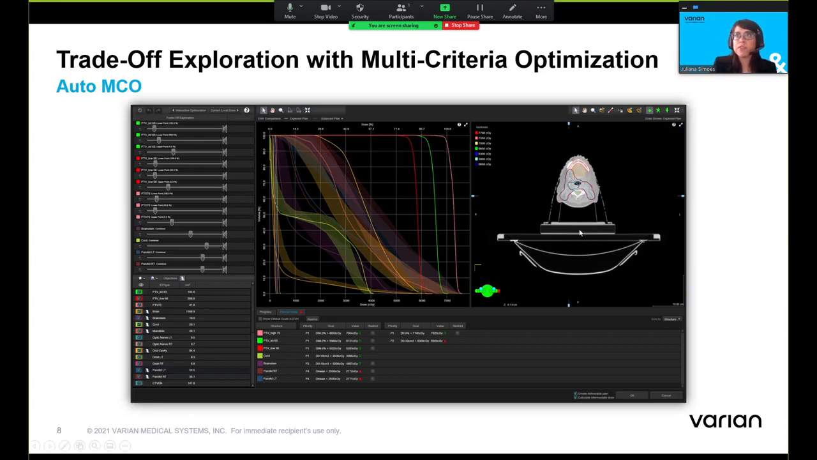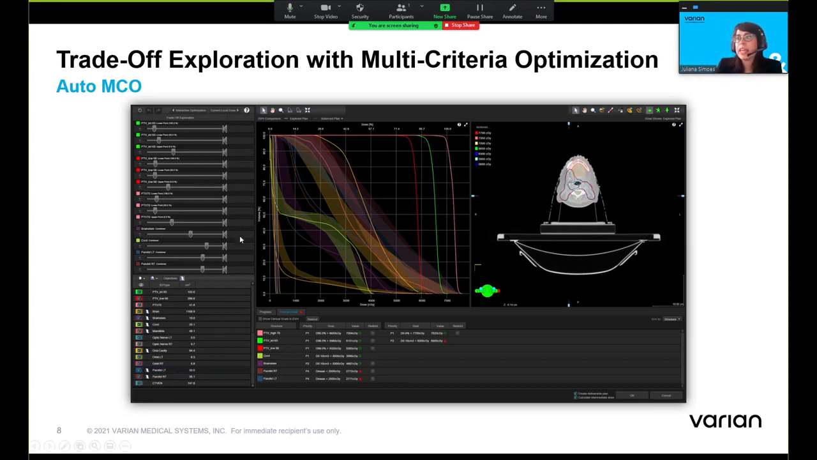You can move the bars, and you can see if I increase the dose on the PTV, the coverage on the PTV, what's going to happen to the rest of the DVH for the other structures. So it turns green when it's improving the structure, it turns red when it's not really helpful for that specific structure, and is a really helpful tool for you to visualize and make decisions.